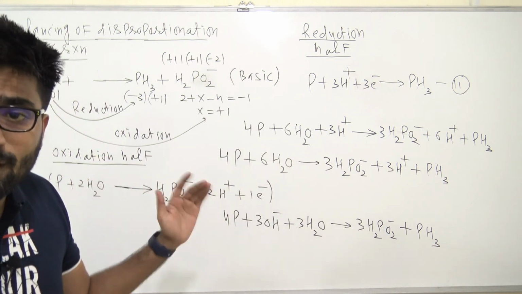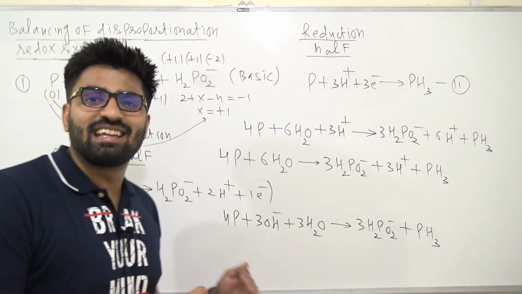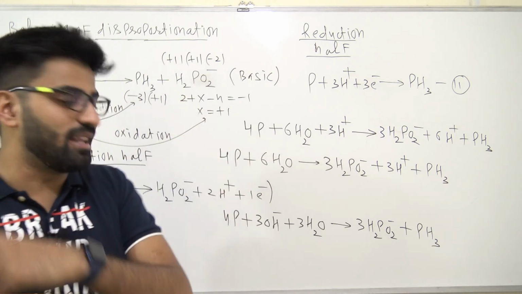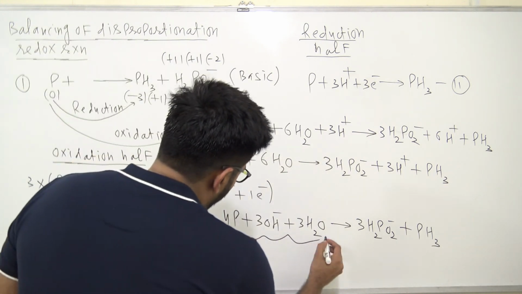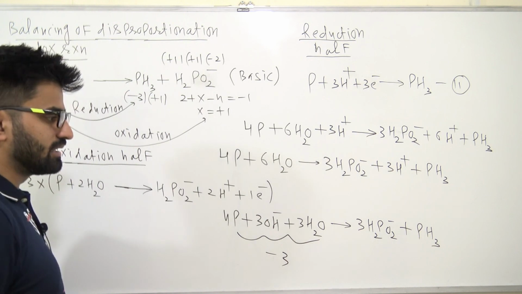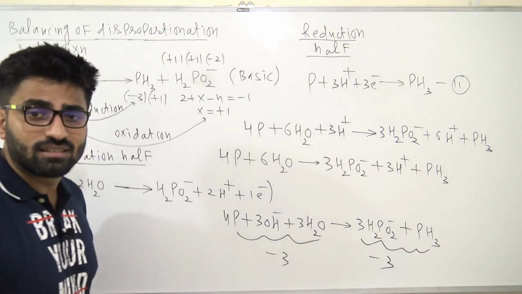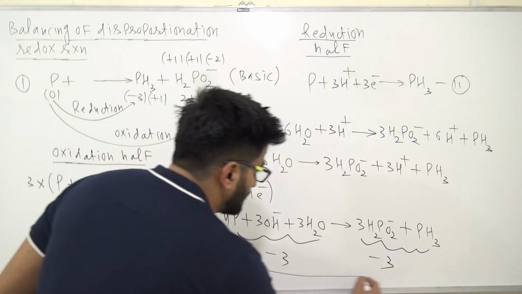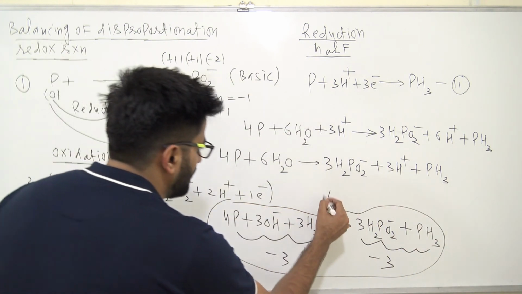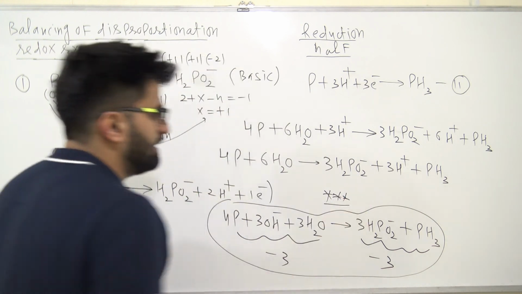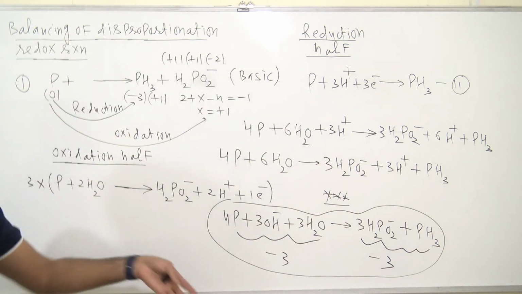Now I want to check whether it is correct or not, so I can check with the help of charge balancing. How much charge is there? Minus 3. 3 into minus 1, minus 3. How much charge is there? There is also minus 3. 3 into minus 1, minus 3. So my charge is also balanced. So this is your balanced redox reaction. That would be disproportionation. This is disproportionation, right?